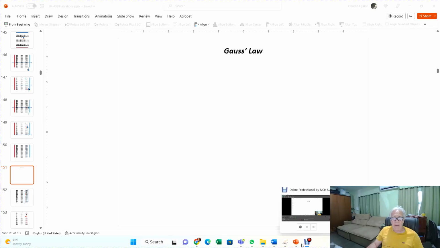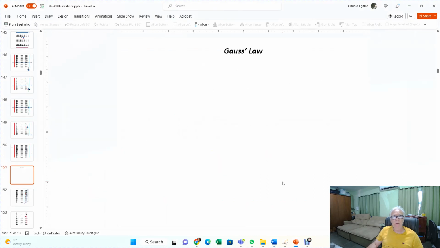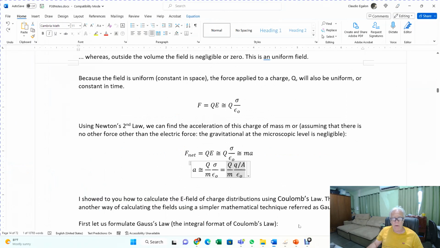That's what we have for this chapter on the electric field, which is chapter 22. Now we're going to start covering chapter 23, which is Gauss's law in the book. Okay, Gauss's law. What is Gauss's law? Let's write that down here in the notes.